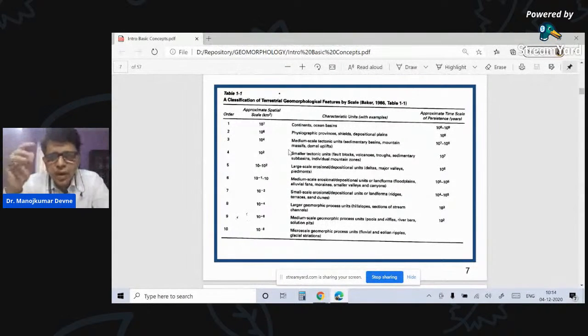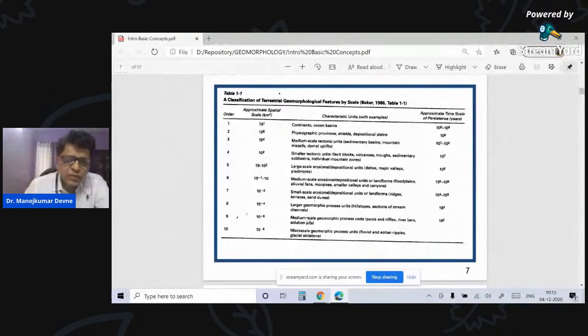However, they start changing faster when we go to the fourth order, tectonic units like faults, volcanoes, etc. 10 raised to 2, that means 100 square kilometers, a few hundred square kilometers. And of course, this is going to be taking a time of a crore of years, I would rather say. Then you have medium scale and small scale. I don't want to go into the details of that. I'll post this in our group. Those who are interested in geography and want to go into the details of these can look at it.